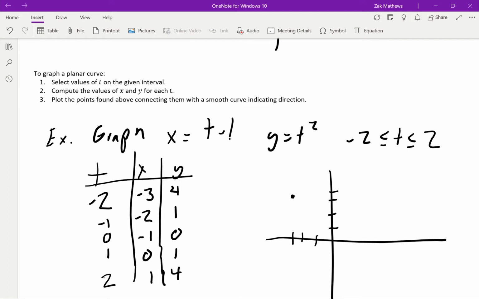-3, 4 is our first point. -2, 1 is our second point. -1, 0 is our third point. Then we have 0, 1, and then we have 1, 4. And so now I'm going to connect my dots. And notice we get a quadratic. And we saw that there was this x squared here, so we kind of assumed that there's going to be some sort of parabolic shape at the very least involved, and we see that.